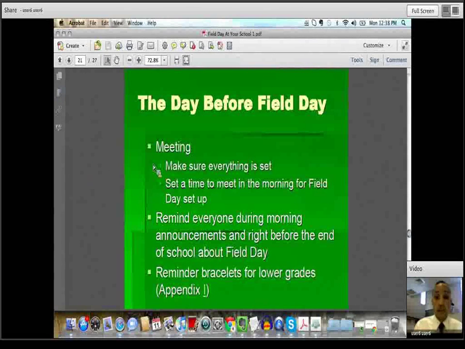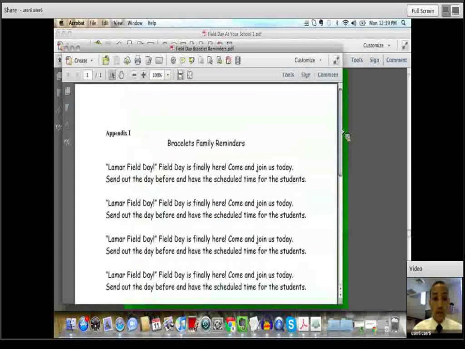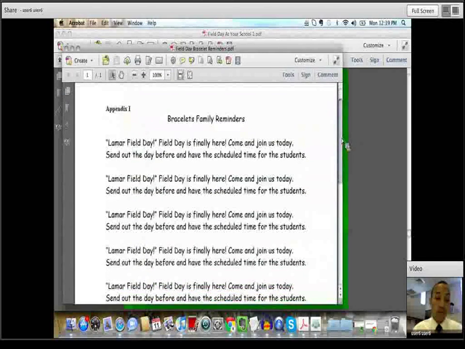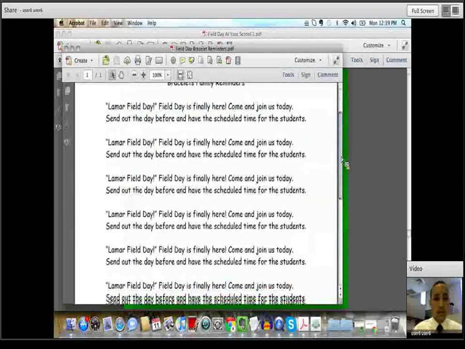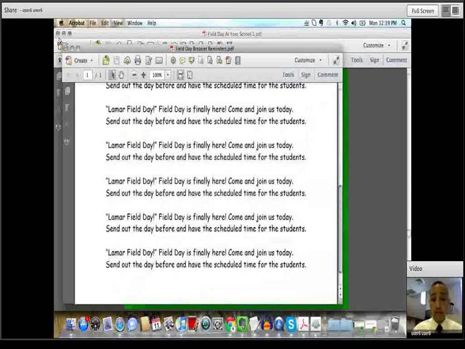The day before the field day, make sure all the resources and the equipment are available. And ensure that the administrator reminds everyone during the morning announcements and right before the end of school about the field day. There can also be reminder bracelets for the lower grades at kindergarten to ensure they know what to wear for the field day. This is an example of a reminder bracelet for kindergartners if needed.